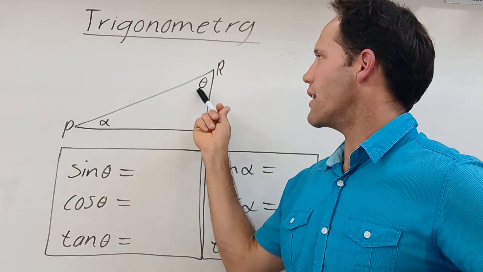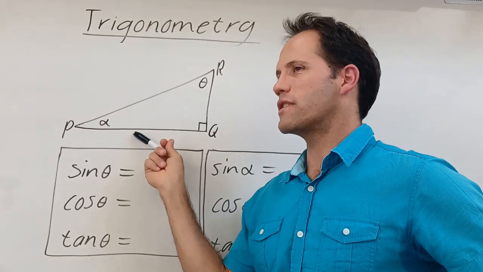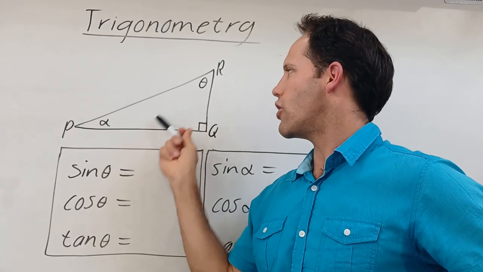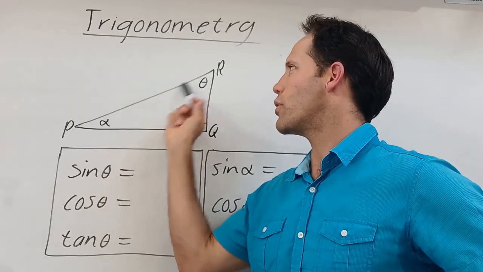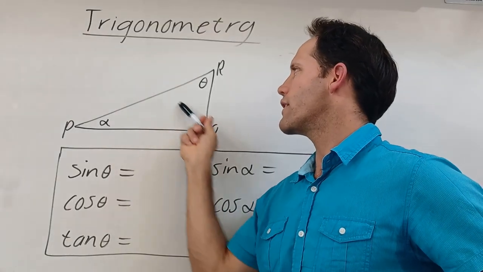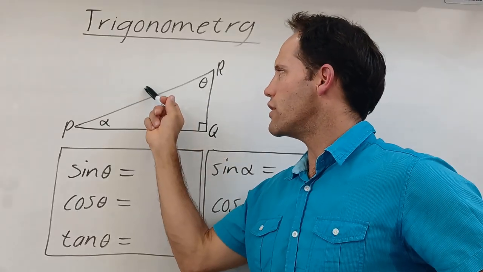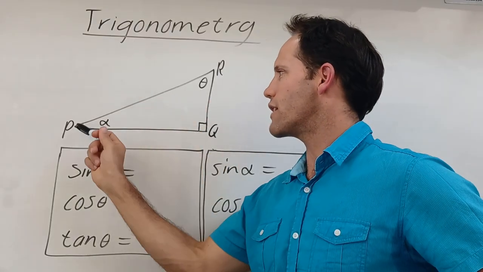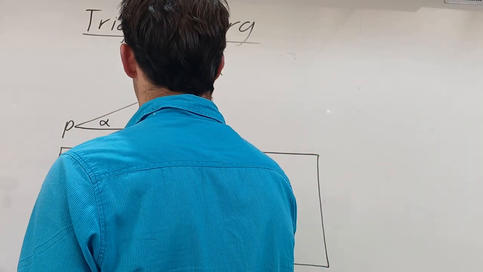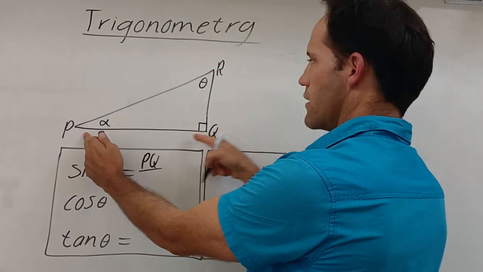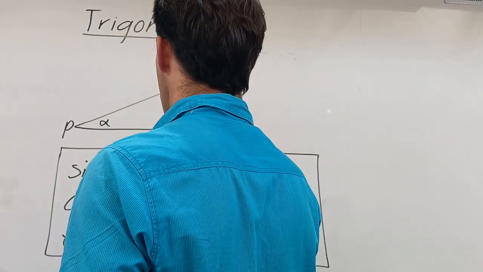But now there's theta, so we have to look at it from here. So that means this is our opposite side. If we look from here, opposite over hypotenuse, because remember the 90 degrees is always opposite the hypotenuse. Like the hypotenuse and the 90 are always opposite each other. So opposite over hypotenuse would be this side over this side. You can call it PQ over PR. Okay, opposite PQ over hypotenuse PR.